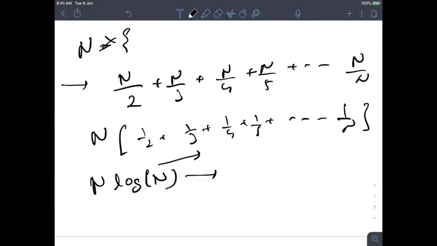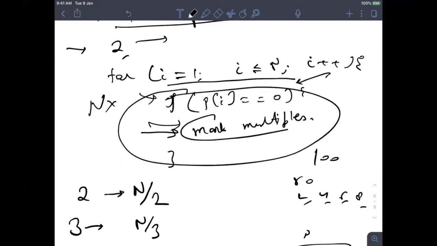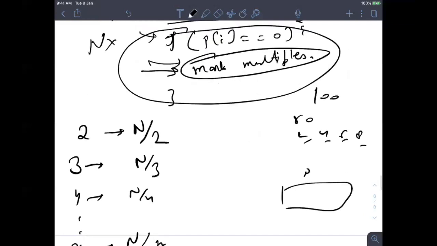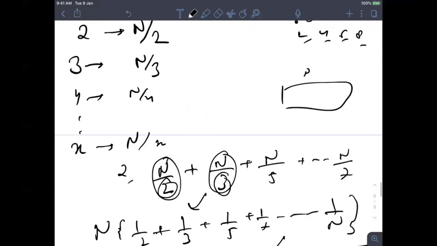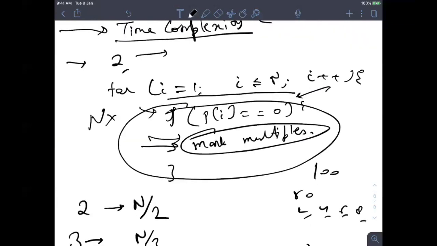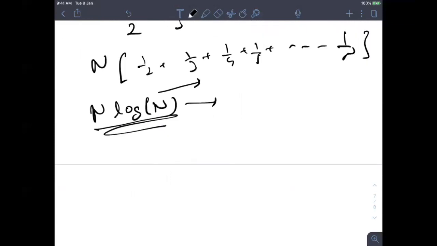So this would have been n log n if you would have marked the multiples for all the numbers, not only for prime numbers. But as you have optimized, because you are only marking the multiples for prime numbers, you get something like this. And this formula turns out to be log of log n by some Taylor series. So overall complexity will be n of log log n for the particular solution.